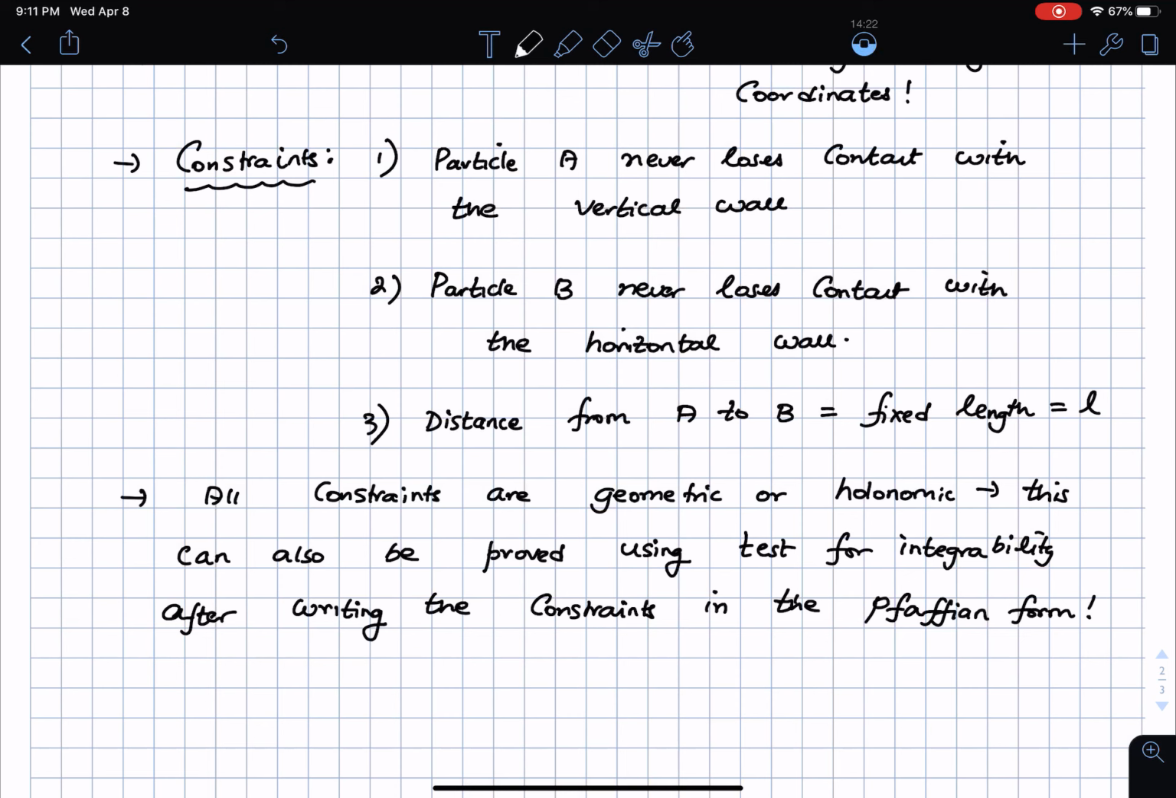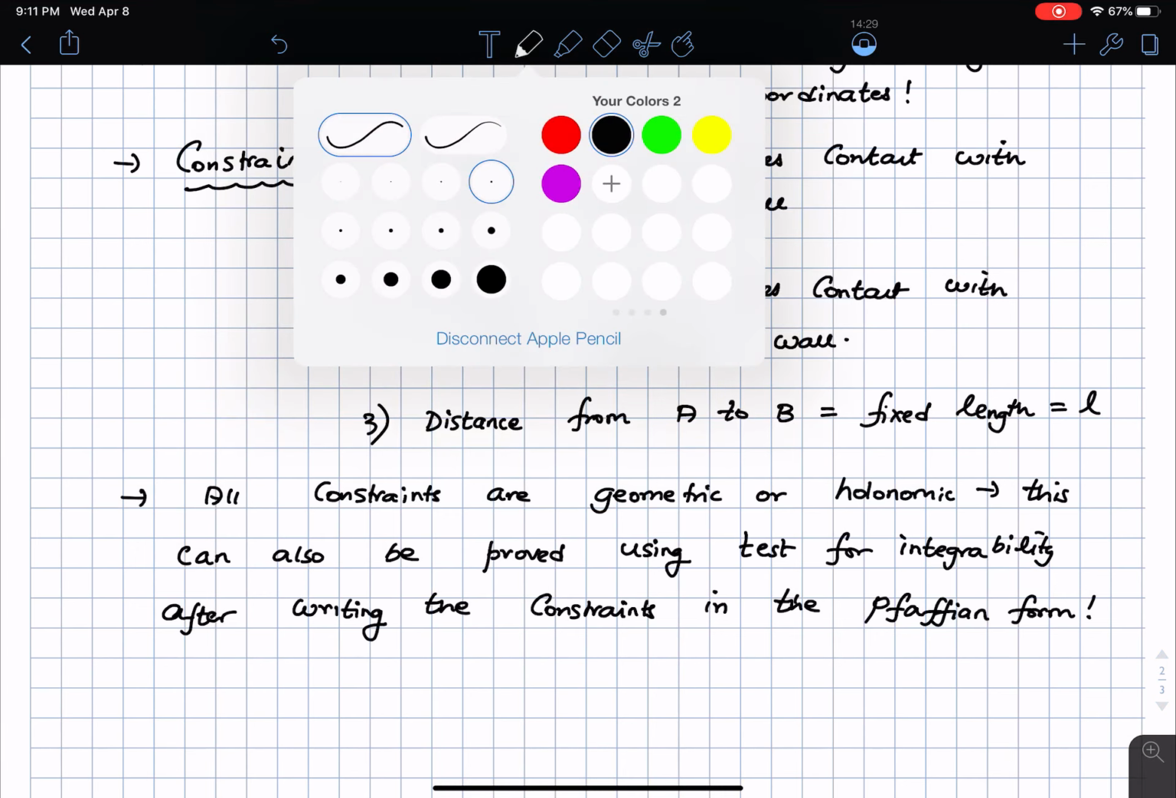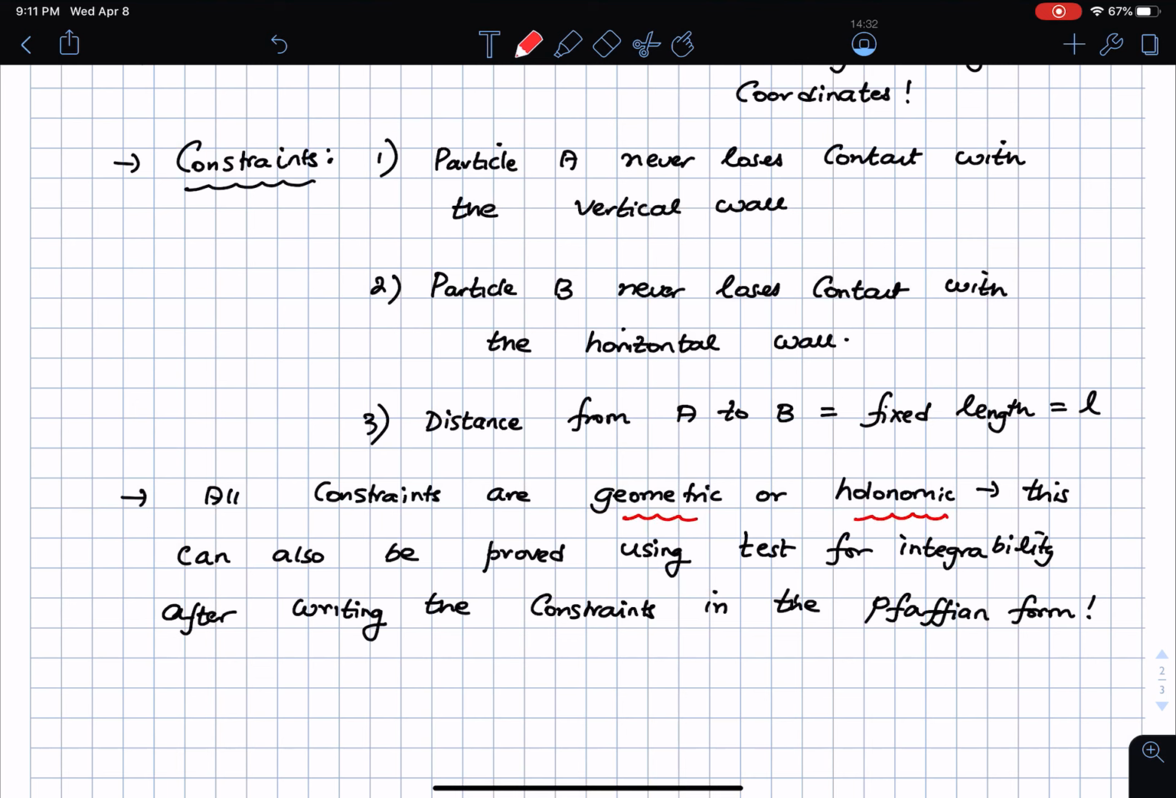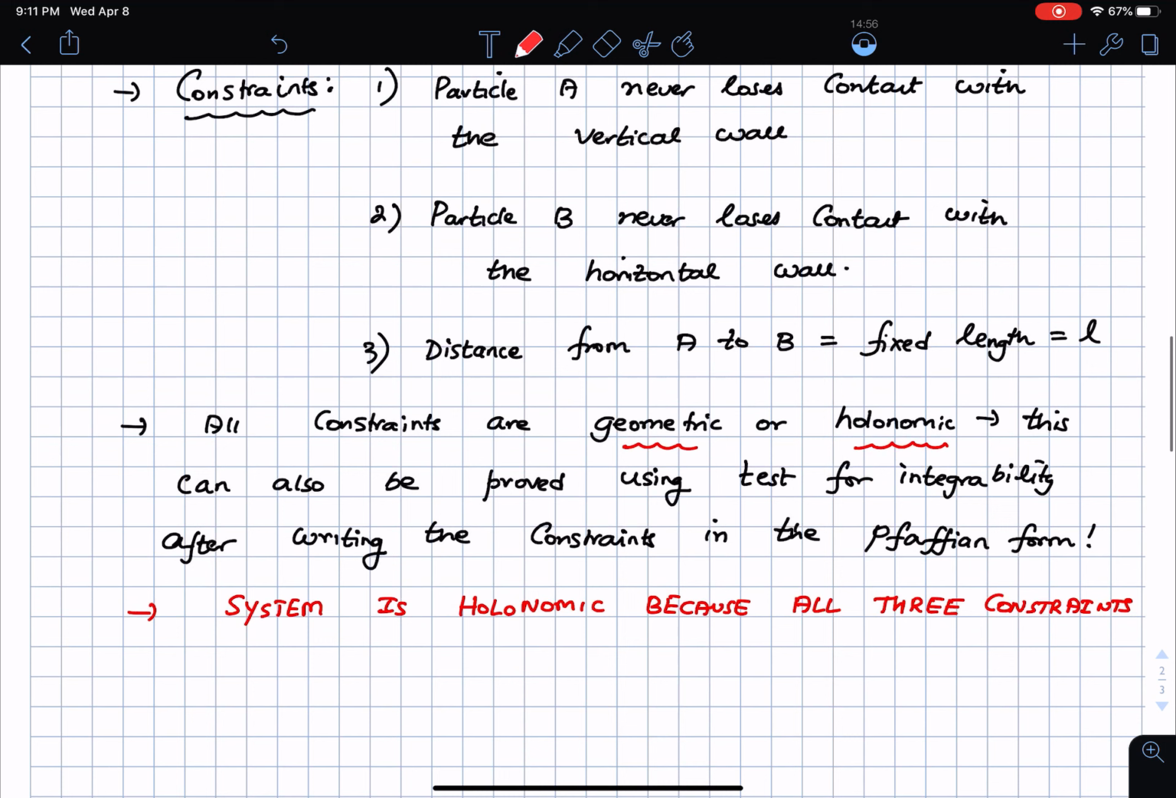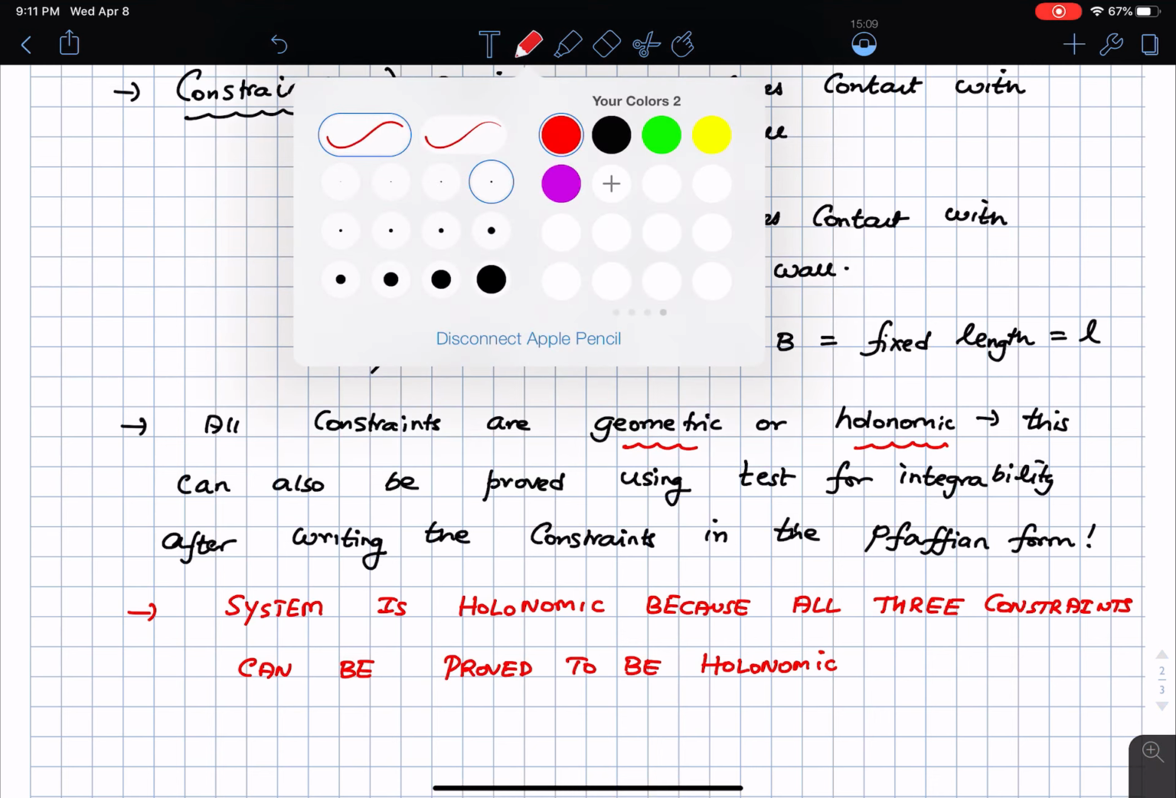And this is something that we will be doing as we go down into the problem. We will be writing all these constraints in a Pfaffian form. But the key statement here is all of these are geometric or holonomic constraints, which means that the system is a holonomic system, because all the three constraints can be shown to be holonomic. Okay, so that's the key statement that I wanted to make here.